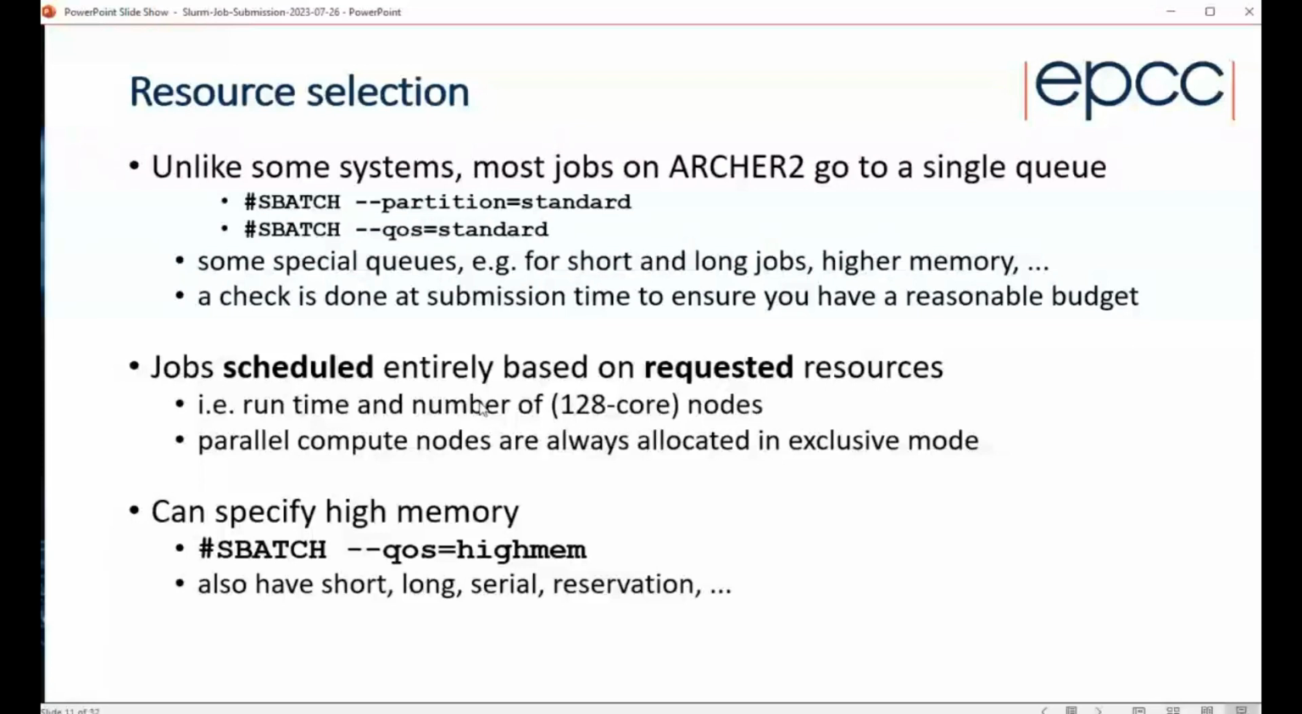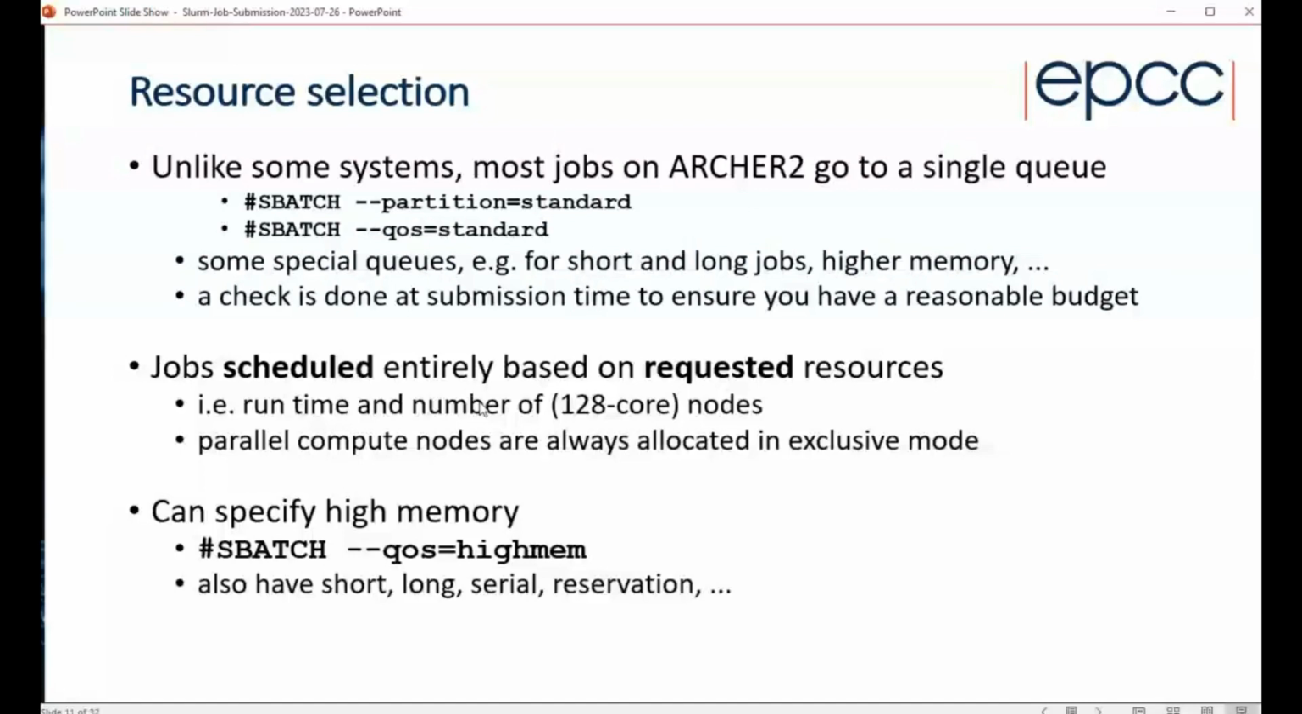There are some special queues for short and long jobs and higher memory. I'll just mention them a bit later. But the other point is that a check is done at submission time to ensure you have a reasonable budget. So if you have only one compute unit left, which is one node hour, and you submit a job that's going to run for 10 hours on 512 nodes, the system will say you don't have enough.